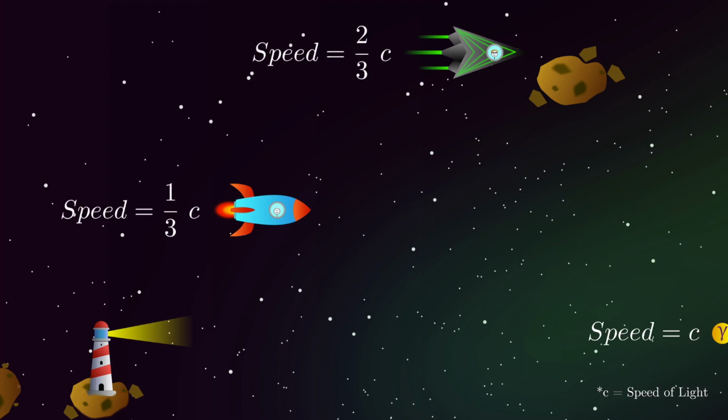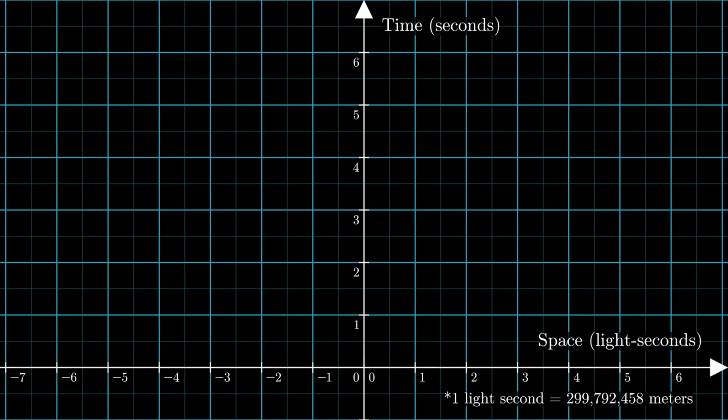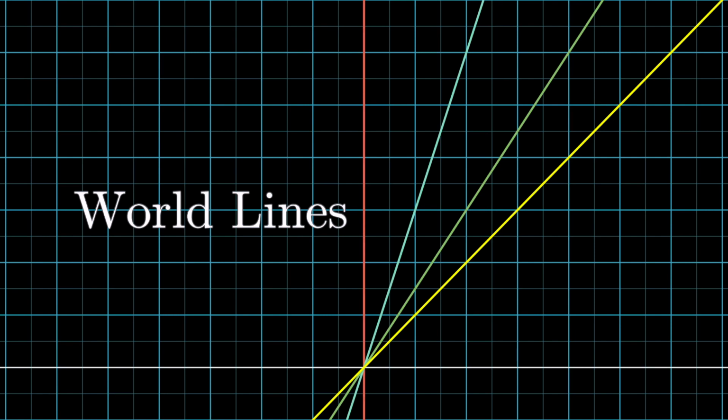The paths of each object can be drawn on a space-time diagram, with the vertical axis showing the amount of time since the race began, in seconds, and the horizontal axis showing distance from the starting point, in light seconds. Since the lighthouse stays at the same position in space as time passes, its path through space-time is a vertical line. Your path, on the other hand, will have a slope of 3, because you're traveling at 1/3 the speed of light. Chad's path will have a slope of 3/2, and the photon's path will have a slope of 1. These paths on space-time diagrams are called world lines.